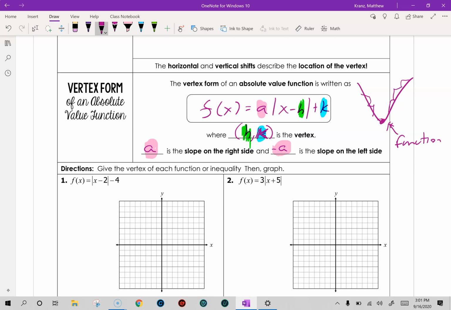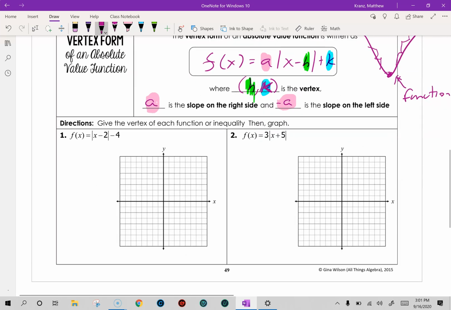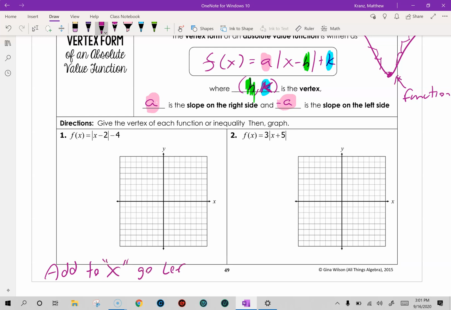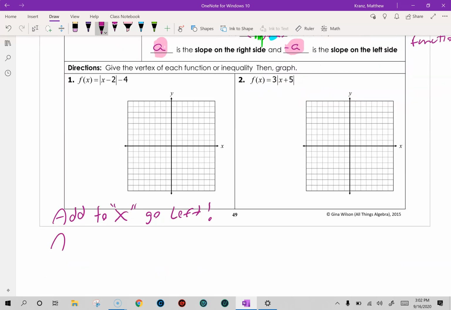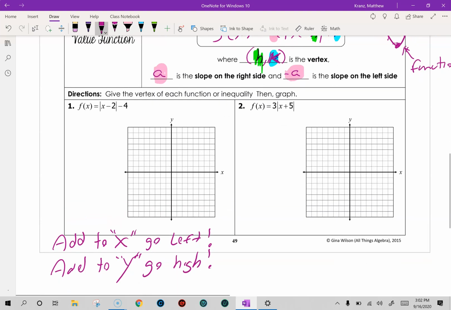All right, so let's go ahead and look at this. How do we use this? Well, I want you to remember this one phrase again, okay? Add to x, go left. Add to y, go high. If you could remember that, that's going to help you out.